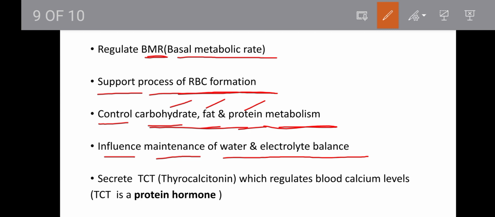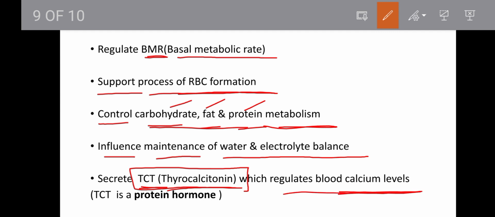Thyroid gland secretes TCT, that is thyrocalcitonin. TCT is thyrocalcitonin, and this TCT regulates blood calcium levels. TCT is a protein hormone.